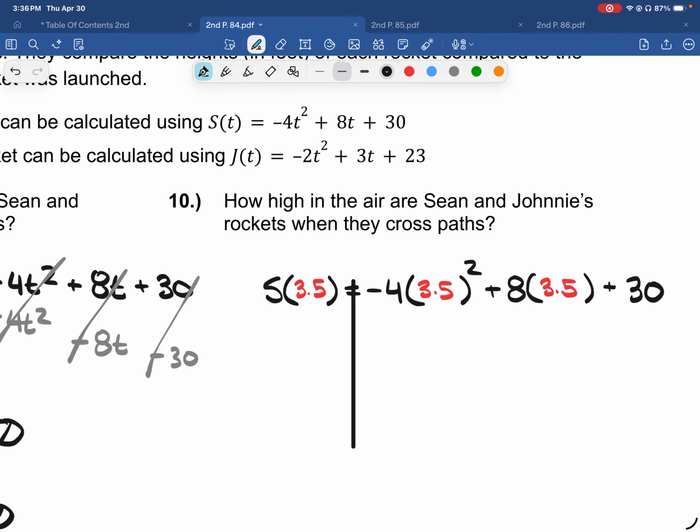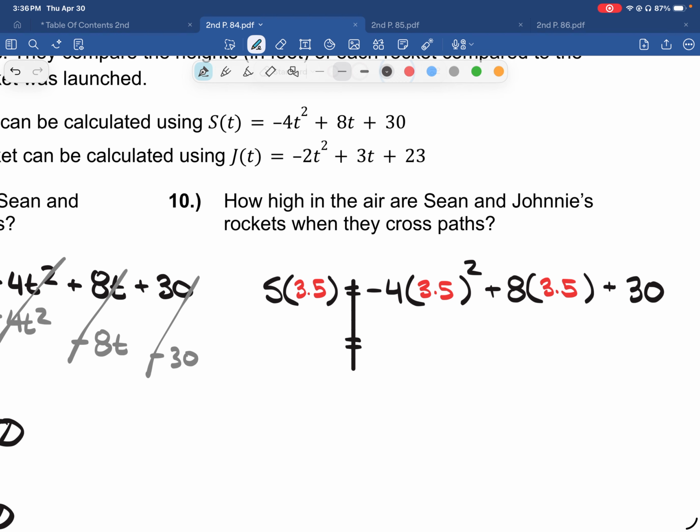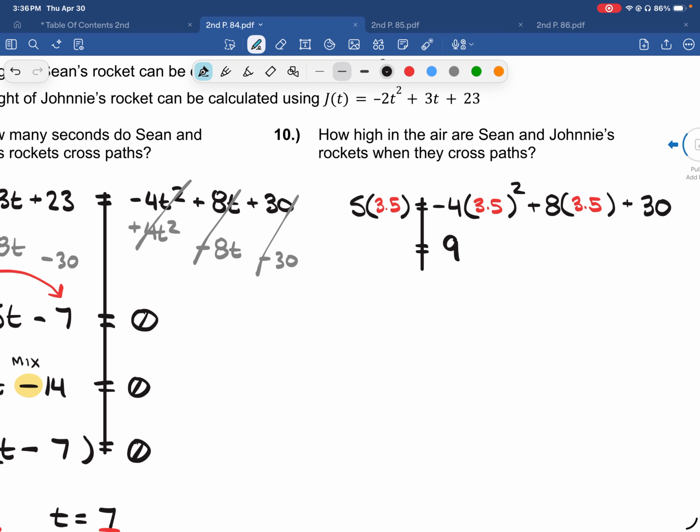And then solve, really not solve for anything, just evaluate the function. Now, I would not recommend doing this by hand, 3.5 squared, and then 4 times that, and 8 times that, and then add 30. Let's not do that. Throw it in your calculator, type it in all at once. The answer is 9. That just means after 3.5 seconds, both rockets are 9 feet in the air.